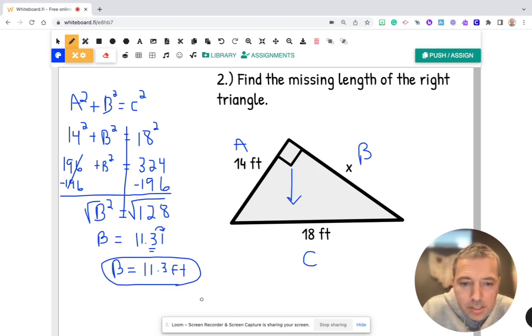One quick check is, remember, side C is the longest. Well, that would make sense. 18 is the biggest side. This problem's good. Hope that helps.